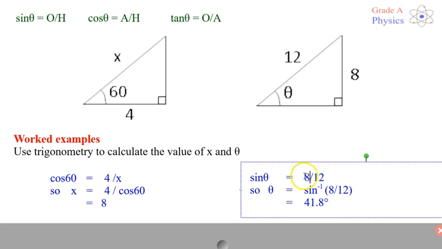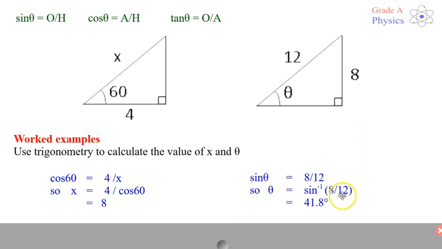And we work that out on a calculator. So 8 divided by 12, press equals, and then find the inverse sine, or second function sine, of that value. And you should get 41.8. Make sure you are on degrees on your calculator, not in radians. That's a very common mistake. And once again, apply the common sense check. Does it sound about right? If this was 8 and this was 12, 41.8 sounds about right.